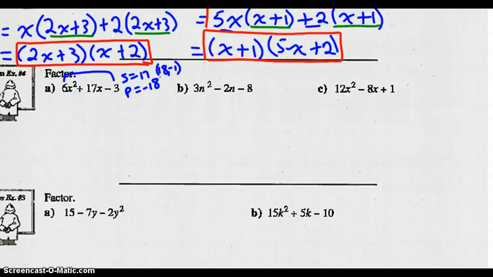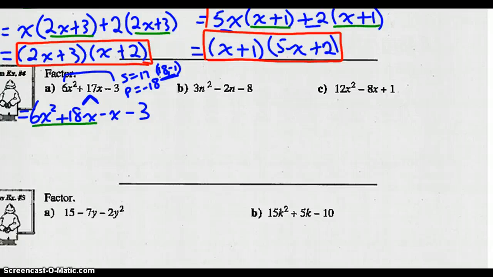What do I do with those two numbers? Well, we decompose the middle term. So you keep the 6x squared. You rewrite 17x as these two numbers, positive 18x and minus 1x. And then we keep the minus 3. So that's the method of decomposition. Once I'm done that, this is factoring we've already done.